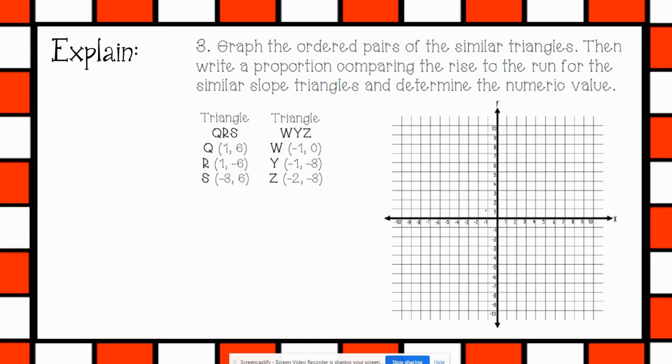For number 3, we're going to graph the ordered pairs of these similar triangles. So QRS is at 1, 6, so that's right 1, up 6, so we're going to label this as Q. R is at 1, -6, so we're going to label this as R. And then S is at -3, +6, so that's left 3, up 6, so we're going to label this as S. So we're going to combine or connect these points.